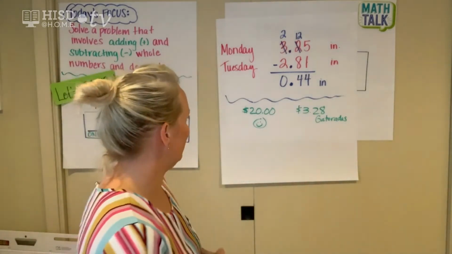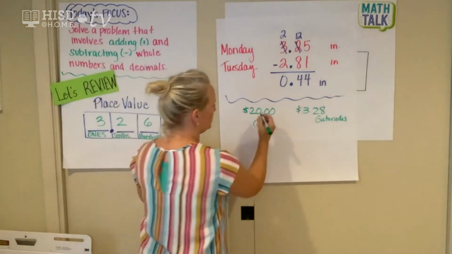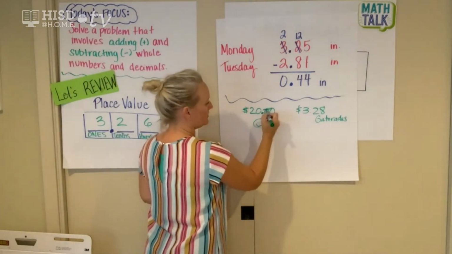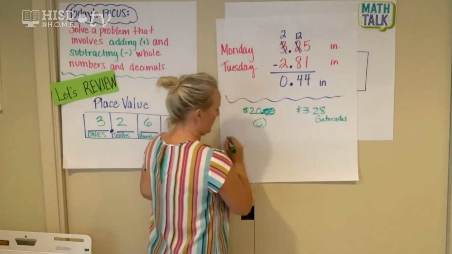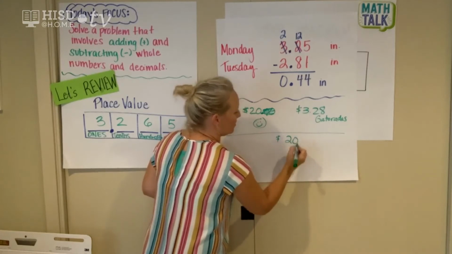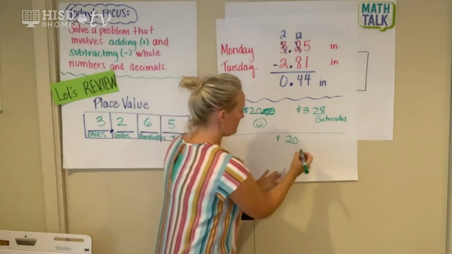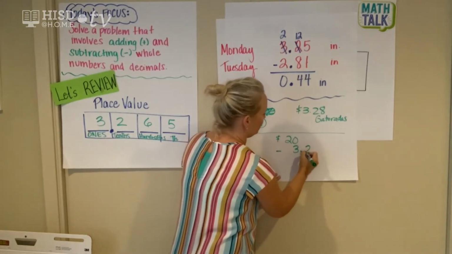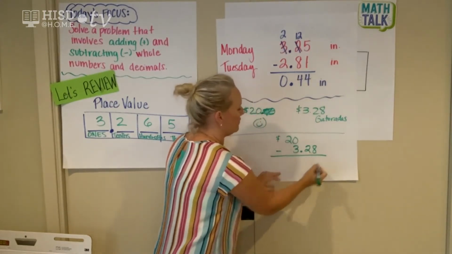So let's think about that. And I went ahead and put the 2 decimals here. Some people would say, well, Miss Smith, you don't have 2 there. No, this is 20. Look, I just wrote 20. But in decimal form, I have to say that $20, which is a whole number, minus $3.28.